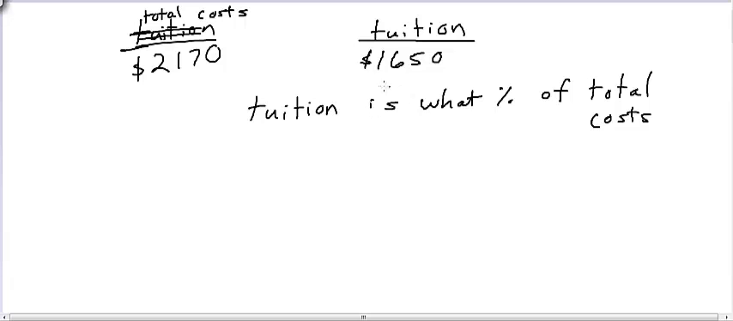Let's put in what we know. Tuition is $1,650. Is translates to equals. The phrase what, or what number, or which number translates to our variable. We'll call that x. Of translates to multiplication. Total cost is our total cost, 2,170.